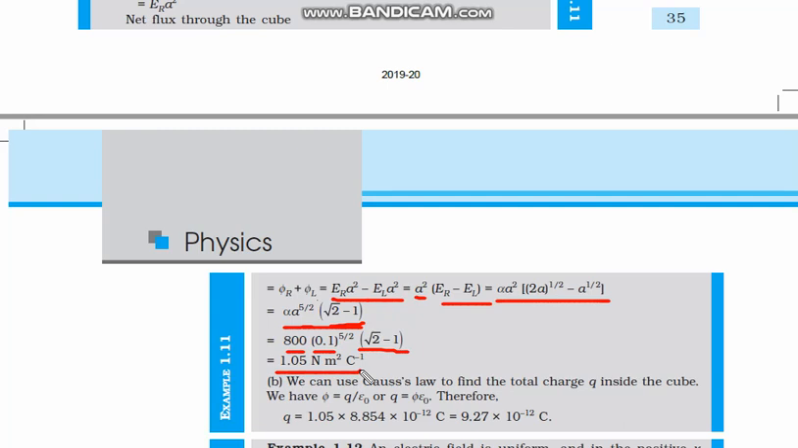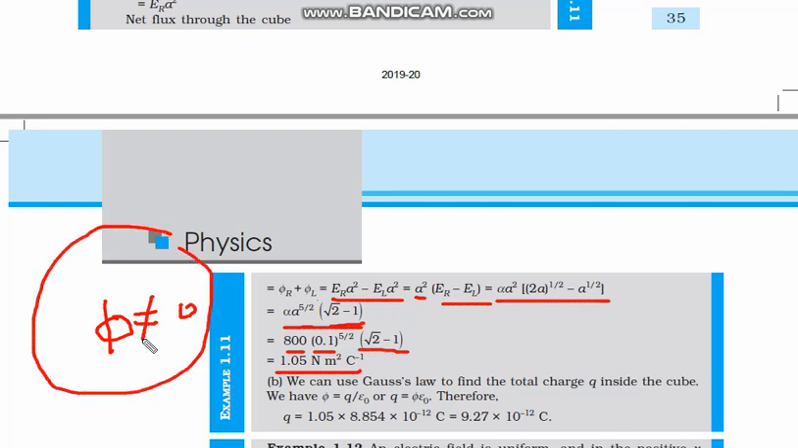Since we are seeing that phi is not 0, that means there must be some charge inside this cube. Applying Gauss law, phi is equal to q upon epsilon naught, or q is equal to phi epsilon naught. So simply q is equal to phi, which is 1.05, times epsilon naught. So we get a charge of 9.27 into 10 to power minus 12 coulomb.